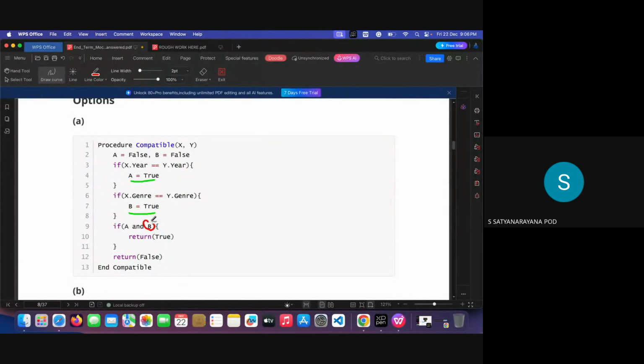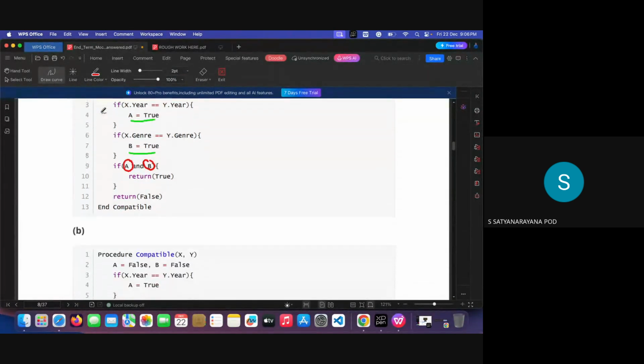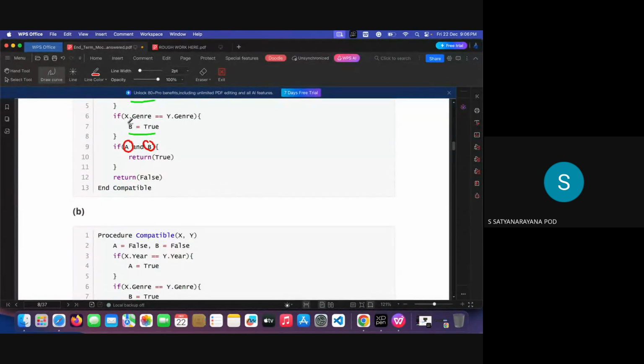This part never works. Because they are trying to check that year must be same, gender must be same. No, we have to check that only one of them is true. So this is not the right procedure. So option A is wrong. We go for B. So initially anyway they did false.